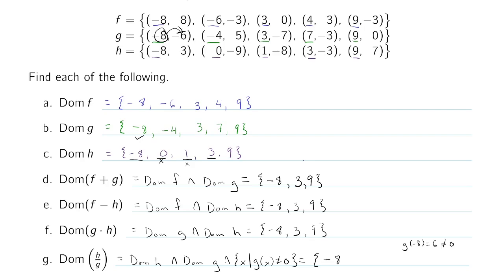3 is in the domain of h. It's in the domain of g, and g of 3 is -7, which is also not 0. So 3 can be in this set. And finally, 9. 9 is in the domain of h. It's also in the domain of g. Oh, but g of 9 is 0. So 9 is not in the domain of this quotient. The domain of the quotient is just the set containing the numbers -8 and 3.